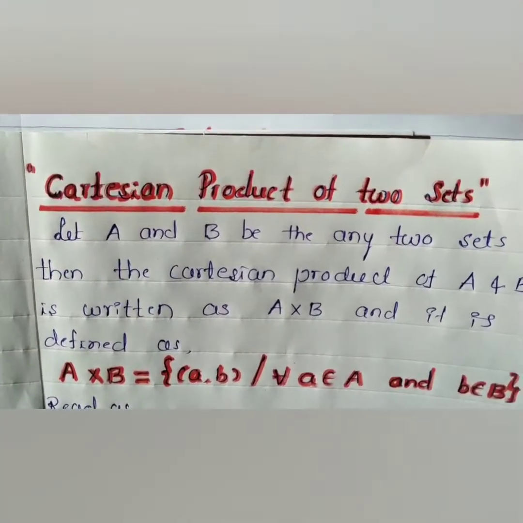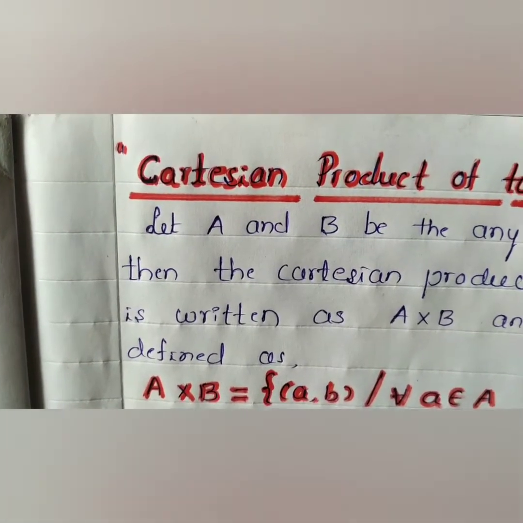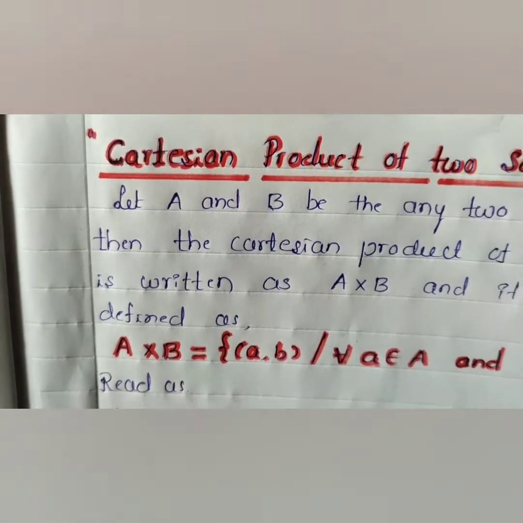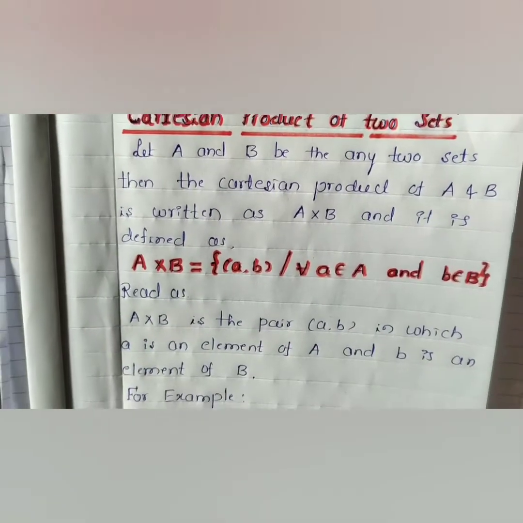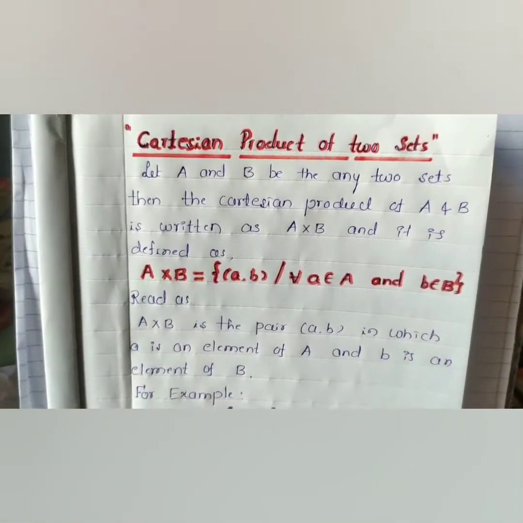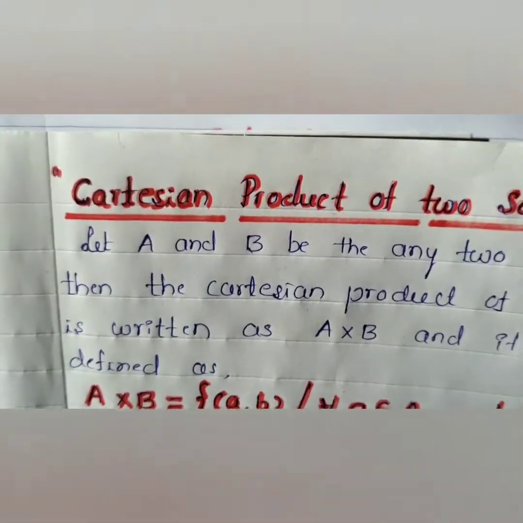What do you mean by the Cartesian product of two sets? Suppose we consider two sets A and B. The Cartesian product of two sets is written as A cross B, and it is systematically defined. And how to read that Cartesian product? You can take it by means of its definition.